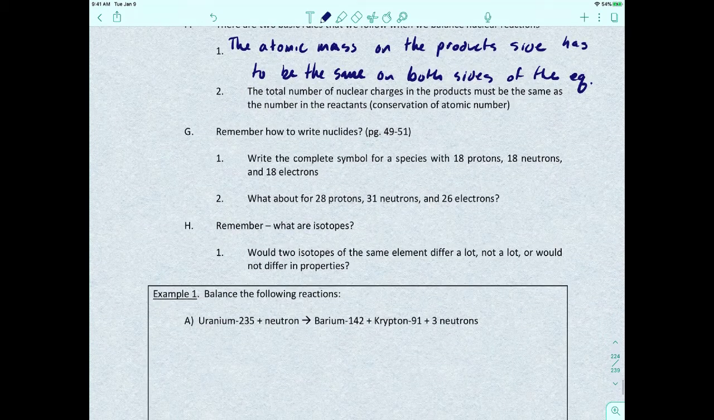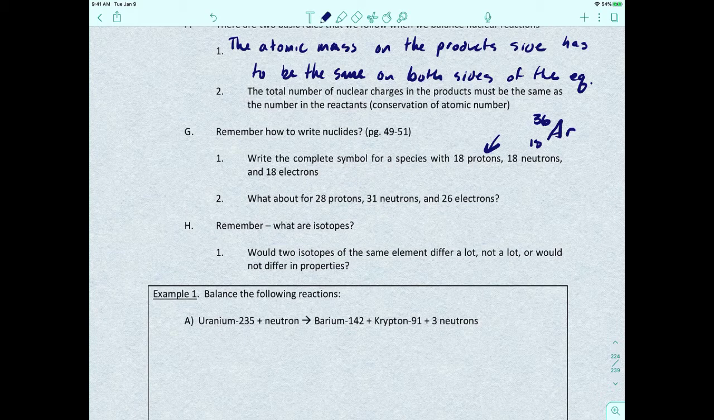And we talked about how we write nuclides. We write the symbol for a species that has 18 protons, 18 neutrons, and 18 electrons. So the atomic number 18 is going to be argon. So 18 goes in the lower left-hand corner. If we add 18 plus 18 together, that gives you 36. So that's your atomic mass. That's going to go up in the upper left-hand corner.